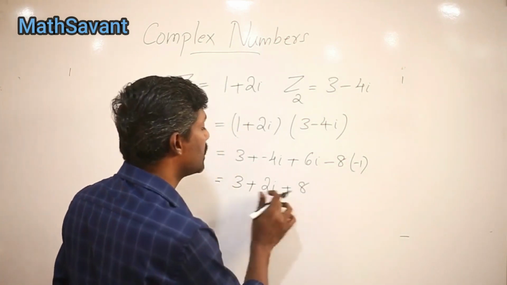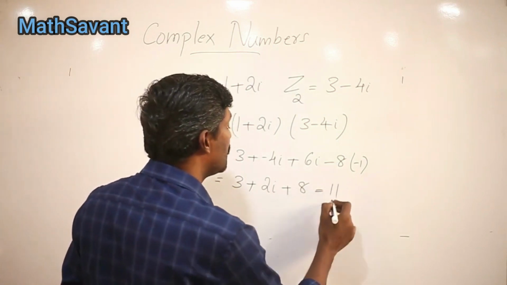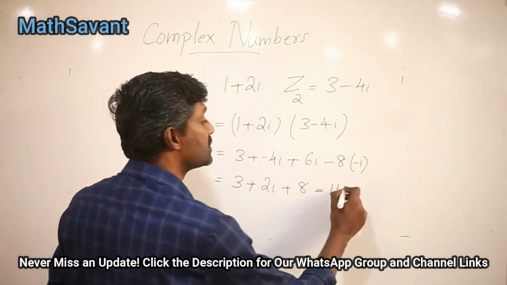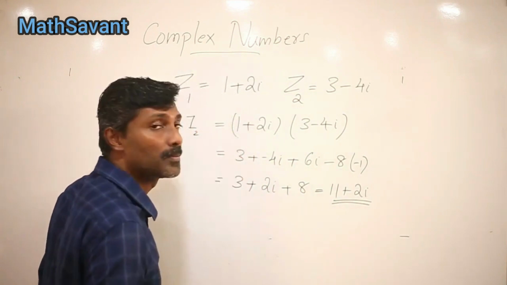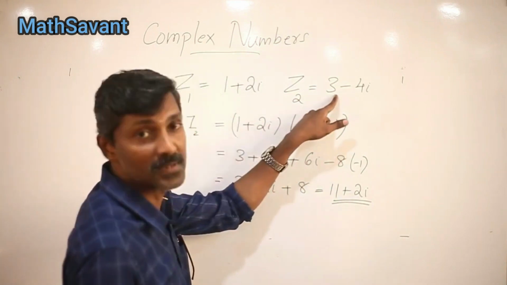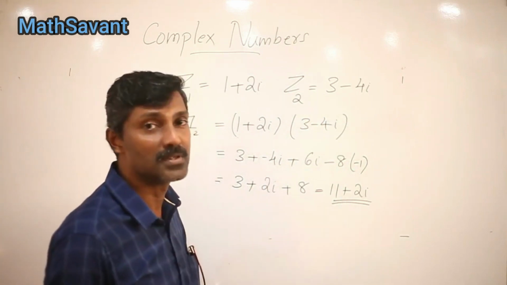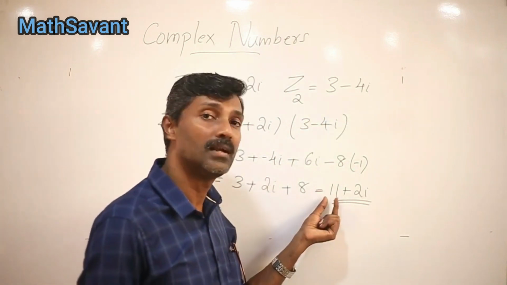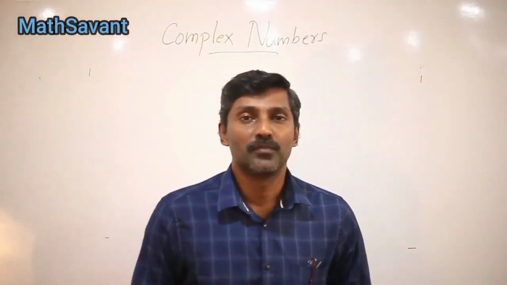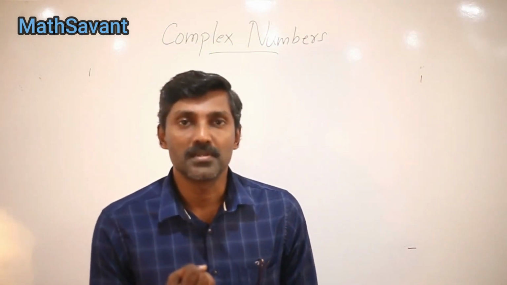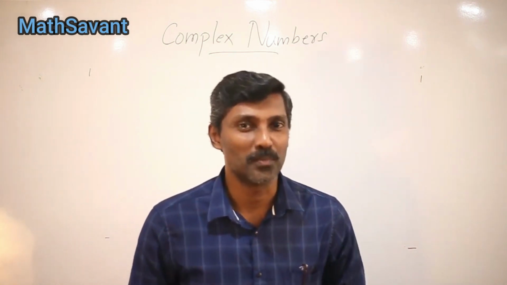Now add these two real numbers. 3 plus 8 is 11. And you have only one imaginary number left, which is 2i. So this is the answer of the multiplication of these two complex numbers. 1 plus 2i into 3 minus 4i, you get 11 plus 2i, with the real part 11 and the imaginary part 2. Alright, so we covered the addition of complex numbers, subtraction, multiplication, and now we go on to the division of complex numbers.